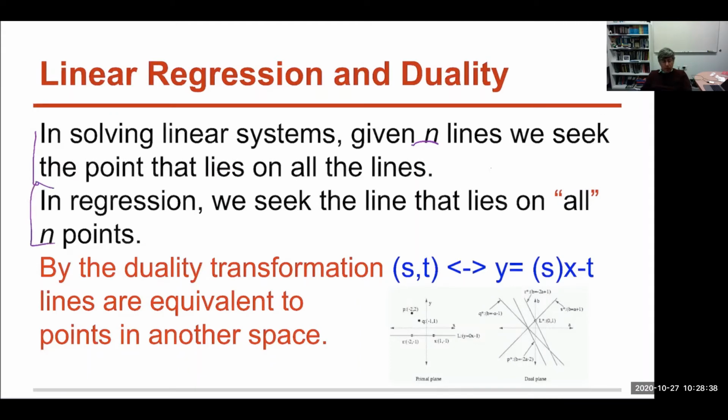In linear regression, what we seek is a line that lies on all the points. So there are two differences between linear regression, finding the best fitting line, and solving systems of equations. One is that we change the word lines to points. And the other is that we put a quote around the word all. When you're solving a system of linear equations, you want the point that lies on all of them. In regression, we are typically trying to find a line that is close to all the points.